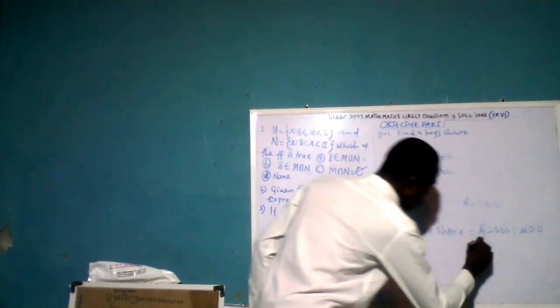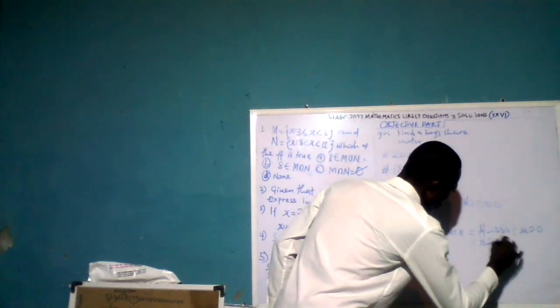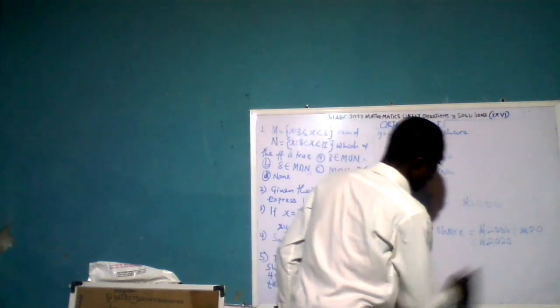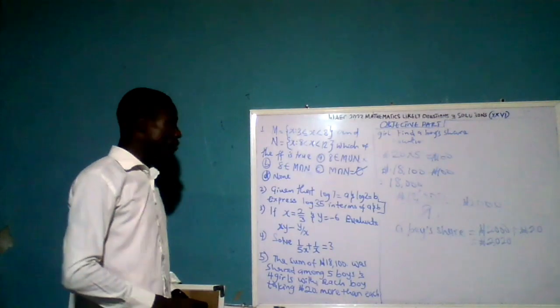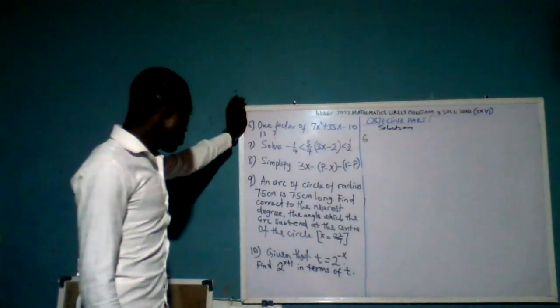All right, and this will give you 2,020 naira, 2,020 naira. So that's the boys' share. That is about question number 5. Question number 6.